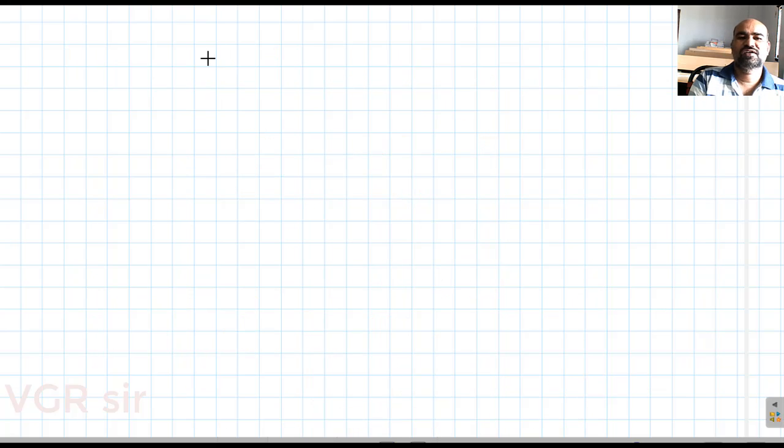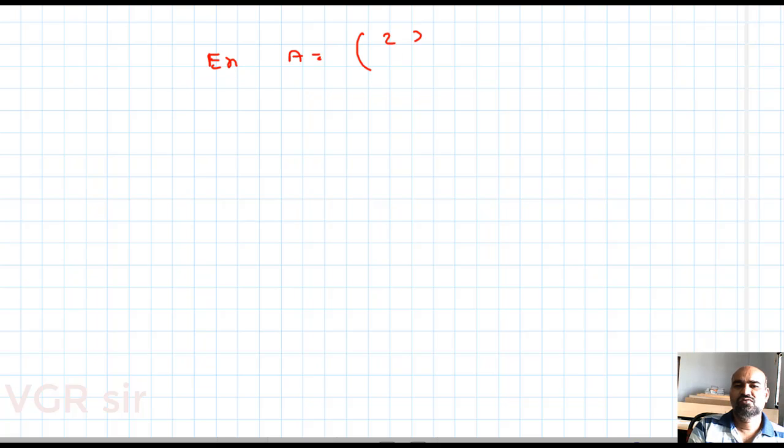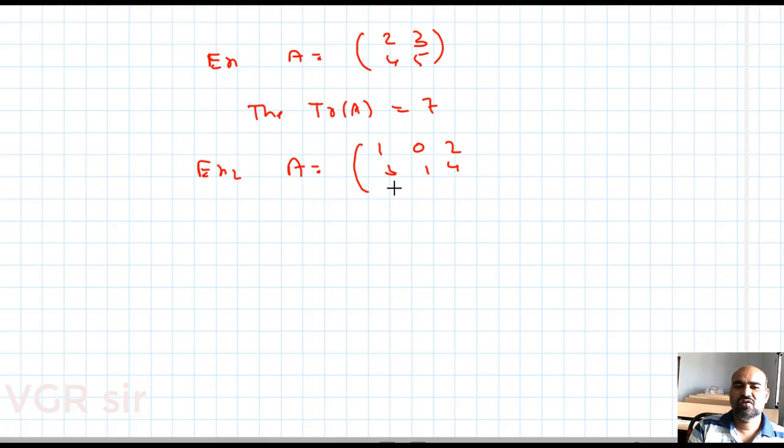So, I will write an example. A equals 2, 3, 4, 5 is given. Then the trace of this matrix is 7 only. Another example: A equals 1, 0, 2, 3, 1, 4, 5, 1, 6 is given. I want the trace of that matrix, the sum of the elements in the principal diagonal: 1 plus 1 plus 6, which equals 8.